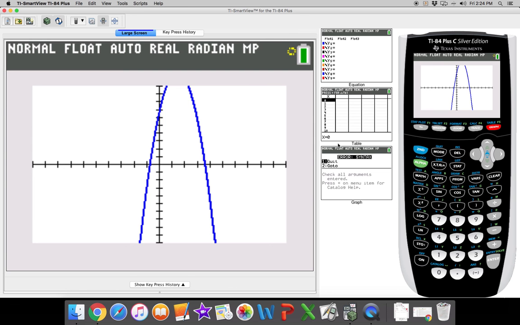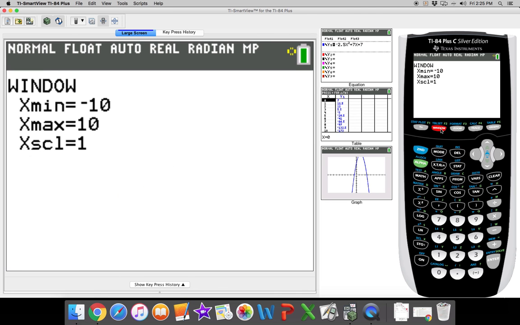It just depends on how your window is set. So for this particular one, I can see that I can't see the top of my graph. I would like to be able to see the top of my graph, so I'm going to adjust my window. I know that my y max value is what I'm going to want to shift. So I'm going to hit my window button.